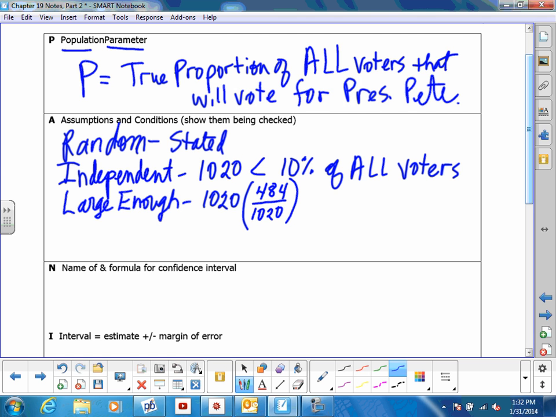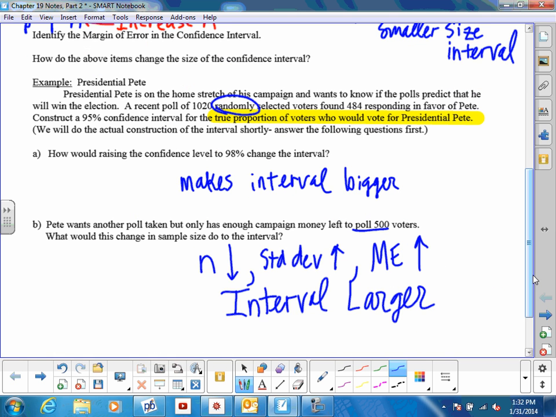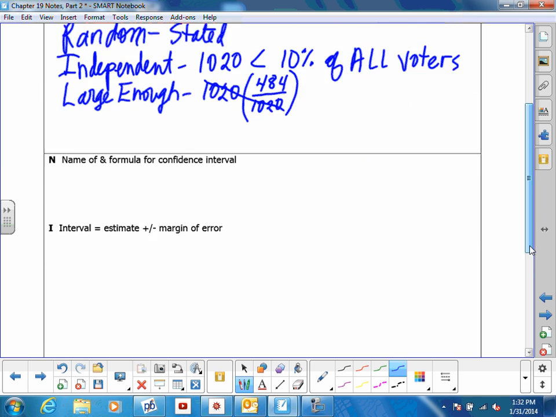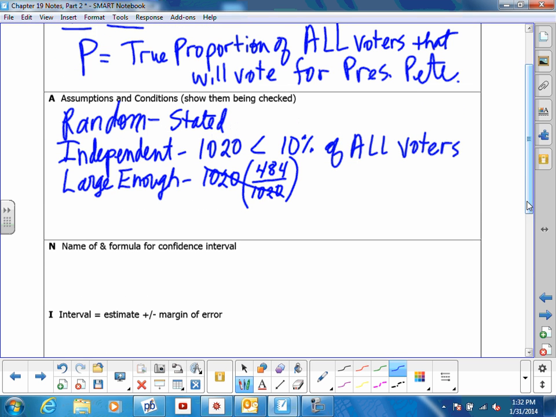So, in essence, how many successes do we have? We have the 484. So you didn't actually need to write the np because it was told to us that the number in favor, so the successes, is 484. Don't lose sight of some common sense in that regard. So 484 is greater than or equal to 10. Ta-da! Which makes the other portion, the failures, the ones not voting for presidential Pete, 536. And that is greater than or equal to 10.